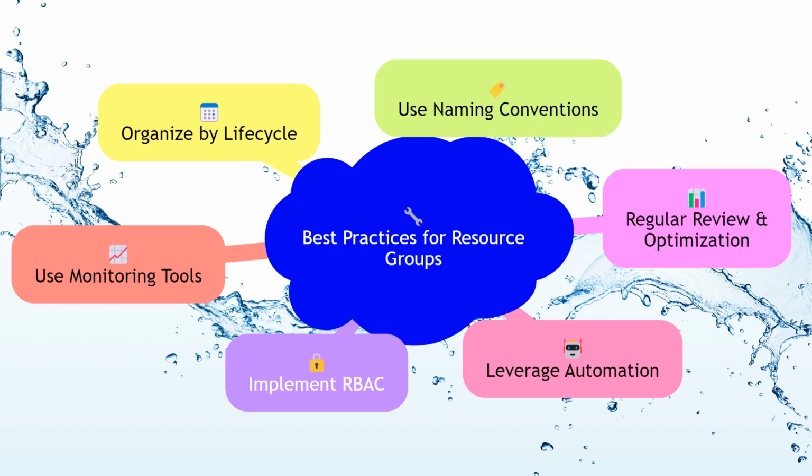To make the most of resource groups, it's important to follow best practices. These include organizing resources based on their life cycle, using naming conventions for easy identification, and implementing RBAC for security. Regularly reviewing and optimizing resource groups can help in maintaining an efficient and cost-effective Azure environment. Additionally, leveraging automation and monitoring tools can enhance the management and performance of your resources.